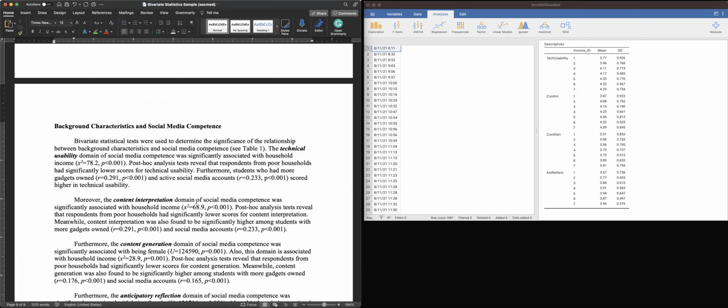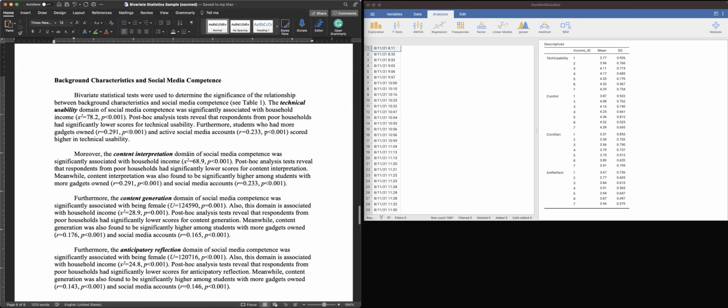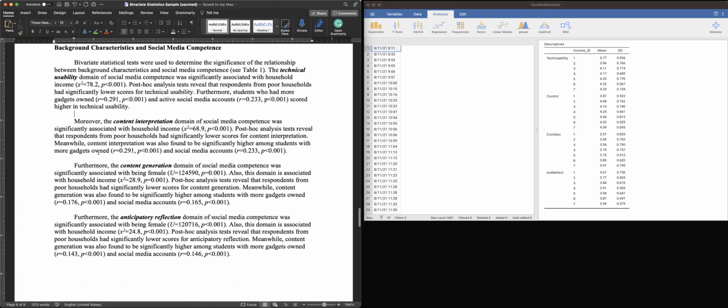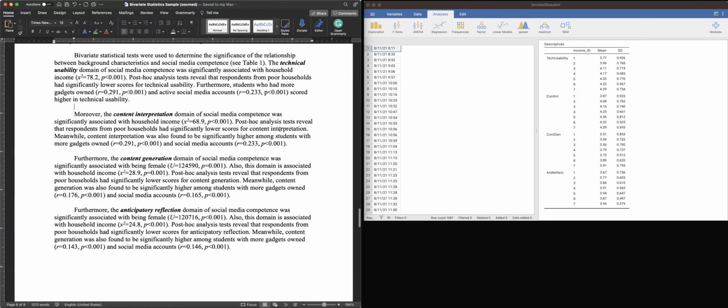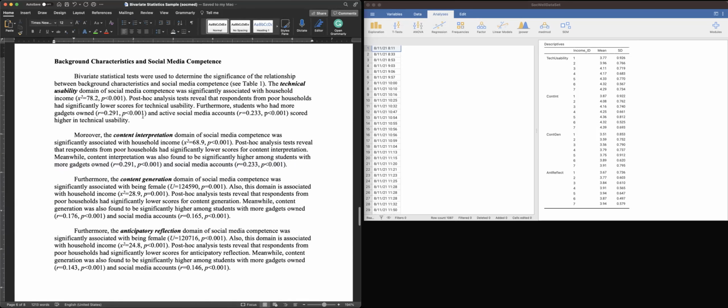And then a new paragraph for the next. So moreover, the content interpretation domain of social media competence was significantly associated with household income. Post-hoc analysis tests reveal that respondents from poor households had significantly lower scores for content interpretation. Meanwhile, content interpretation was also found to be significantly higher among students with more gadgets owned and social media accounts. And then you put here the value. So I will give this document to you and you can investigate.